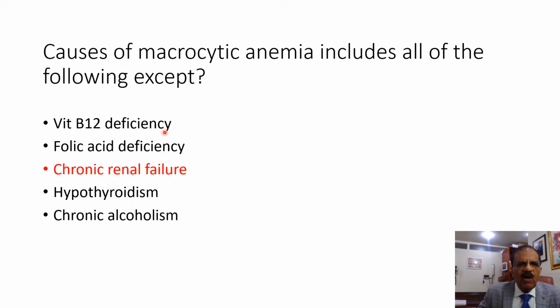Whereas vitamin B12 deficiency, folic acid deficiency, hypothyroidism, chronic alcoholism, they're all causes of macrocytic anemia. These two would cause macrocytic and megaloblastic, and these would cause macrocytic non-megaloblastic. This point was covered in my lecture. So the megaloblastic picture is seen in the bone marrow. Moving on to the next one.